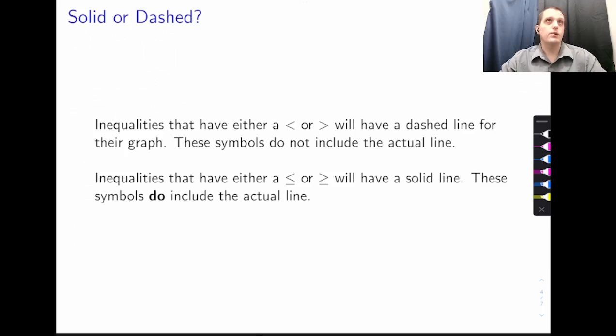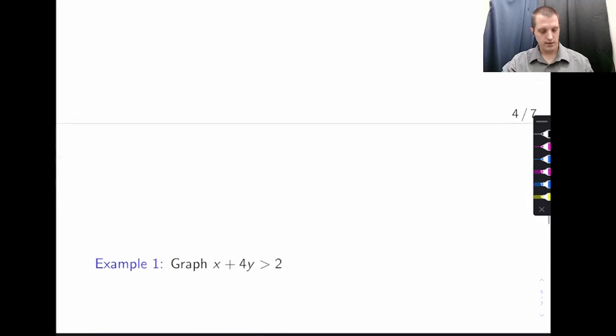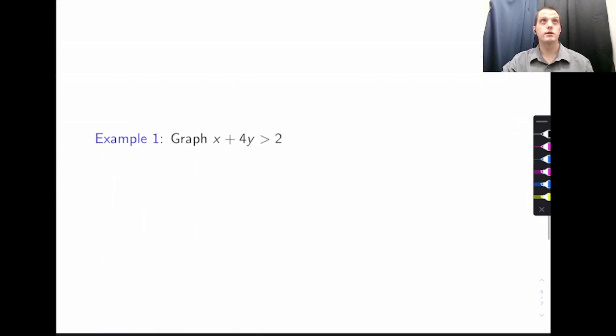Whereas when we have inequalities that have a less than or equal to or a greater than or equal to sign, they will have a solid line. These symbols do actually include the line. All right, let's go ahead and get started. It's going to be a fast one today, folks.